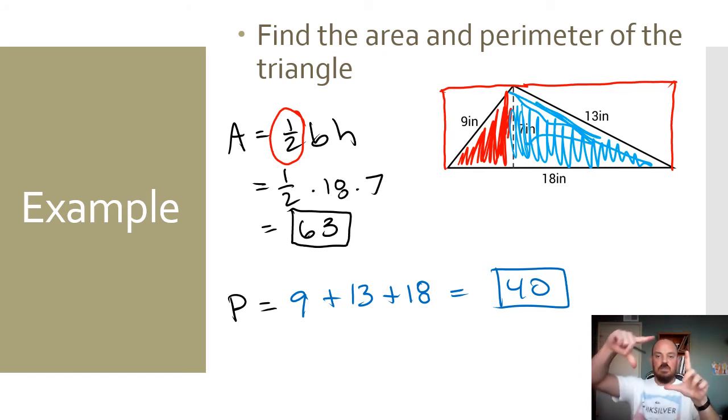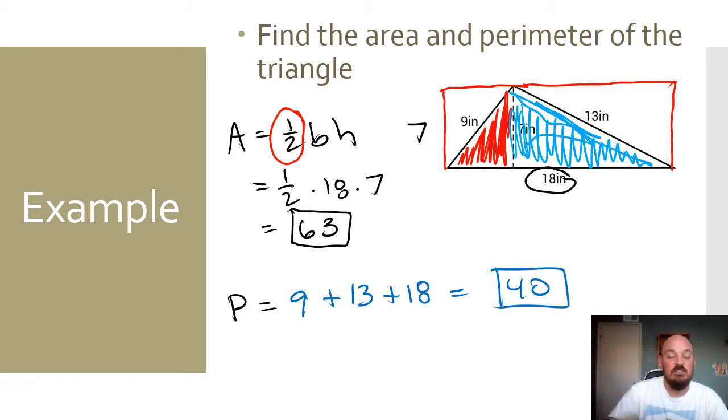Because we're taking a rectangle and cutting it in half diagonally. So if the red is half of that right side and the blue is half of that left side, you can see how the triangle is actually half of that rectangle. If I ask you to find its area, this is 18 and this is 7. That's the height of the triangle. So the rectangle would just be 18 times 7. The triangle is half of that: 1/2 base times height.